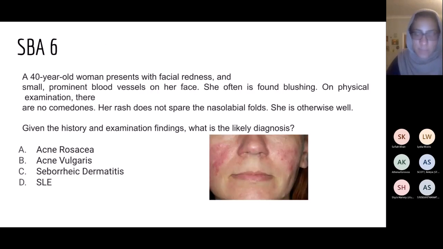Oh, sorry, this is the last SBA. A 40-year-old woman presents with facial redness and small prominent blood vessels on her face. She is often found blushing. On physical examination, there are no comedones. Her rash does not spare the nasolabial folds. She is otherwise well. Given the history and examination findings, what is the likely diagnosis? I'll give you guys 30 seconds for this.